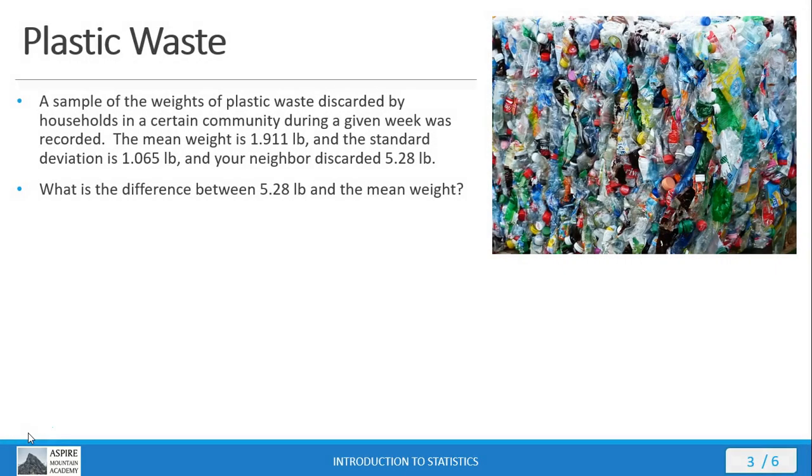Next, let's consider an example involving plastic waste. A sample of the weights of plastic waste discarded by households inside a certain community during a given week was recorded. The mean weight is 1.911 pounds and the standard deviation is 1.065 pounds. Plus, your neighbor discarded 5.28 pounds. What is the difference between 5.28 pounds and the mean weight? I'll give you a moment to calculate that. Well, you should get 3.369 as you see here.